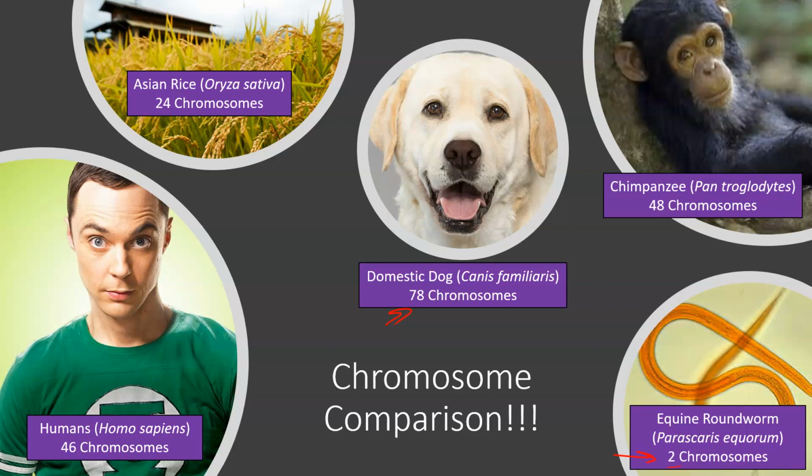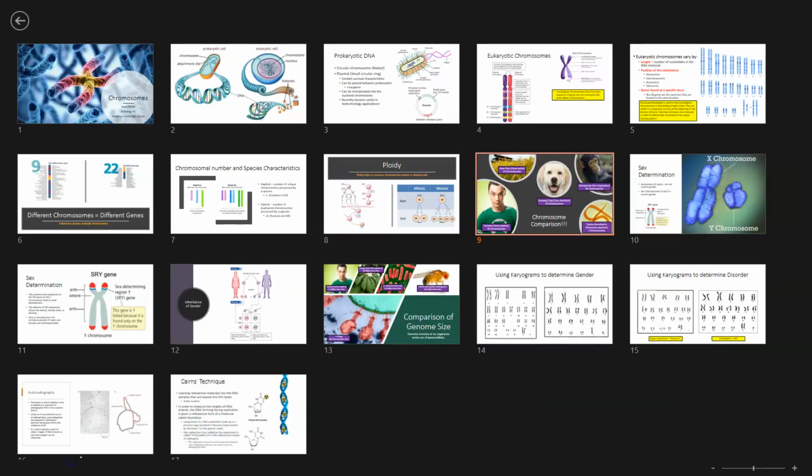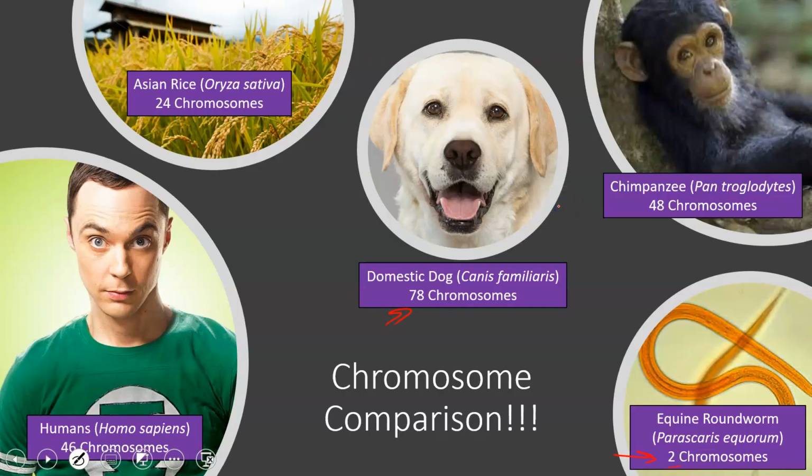Okay, it really is kind of random, and you'll notice when you look at even or expand your chromosome comparison, there are a variety of plants that have lower than 24, and there's a variety of plants that have higher than 24 chromosomes. There are a variety of mammals even that have more than 78, and there are a variety of mammals that have way fewer than the 46 we have. So it's random. It really doesn't matter.